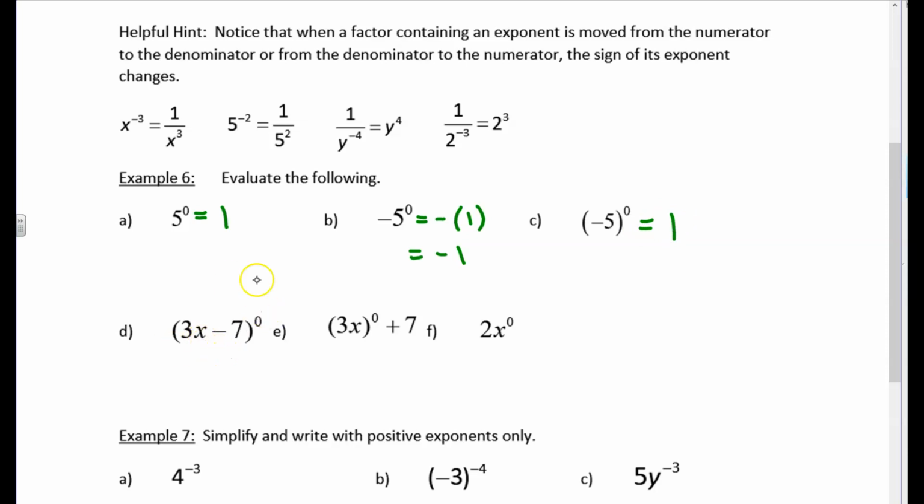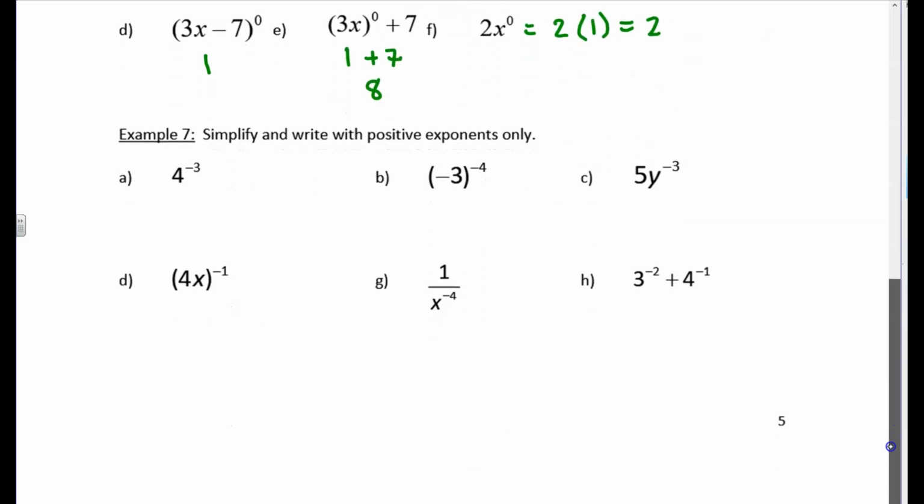3x minus 7 all to the 0 power is going to get me 1. 3x to the 0 plus 7 on the other hand, well 3x to the 0 gets me 1. Then I've got plus 7, so here we get 8. Now 2x to the 0 becomes 2, and then x to the 0 is 1. I get 2 times 1 to be 2. So pay really close attention to your grouping symbols whenever you're talking about exponents.